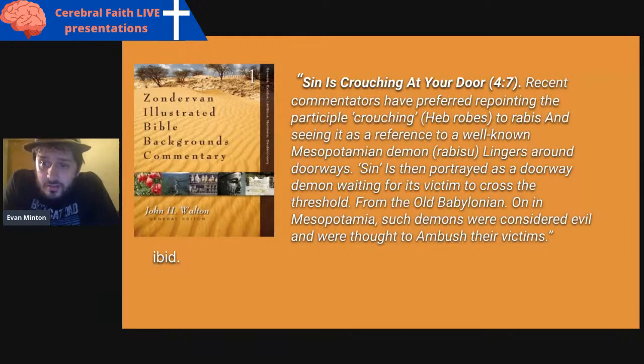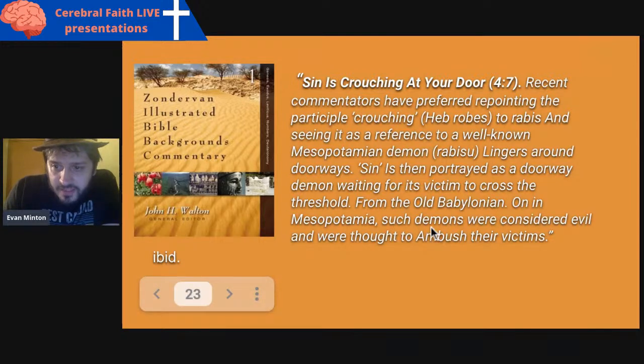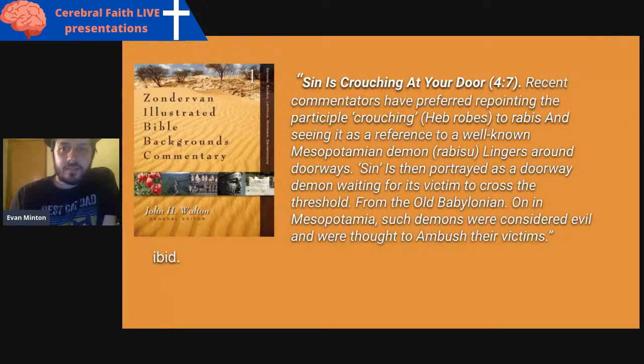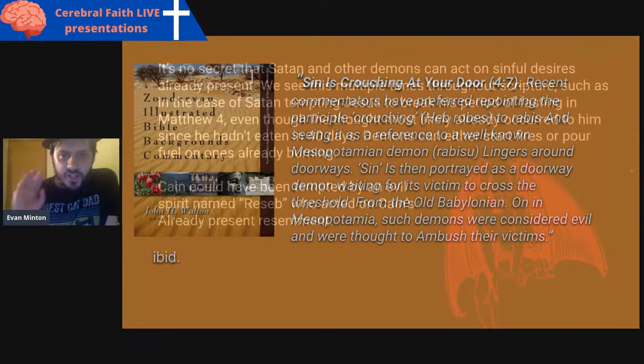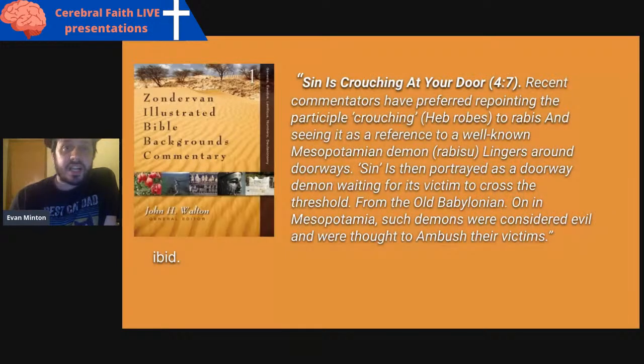Rabisu lingers around doorways. Sin is then portrayed as a doorway demon waiting for its victim to cross the threshold. From the Old Babylonian on in Mesopotamia, such demons were considered evil and thought to ambush their victims, end quote. So it's no secret that Satan and other demons can act on sinful desires already present.